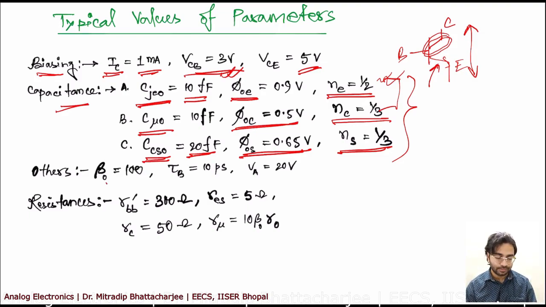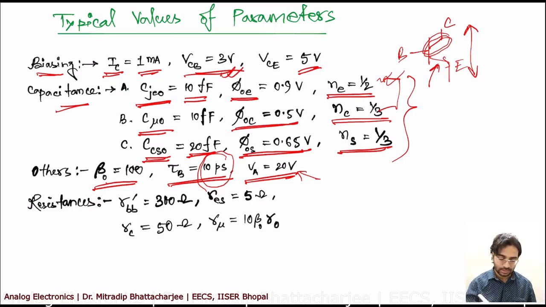Then you have the beta 0 value, which is typically 100. Tau b is the base transit time. The time taken by a carrier to go from collector to emitter is around 10 picosecond. So the typical value is in picosecond. Then you have early voltage equal to 20 volts. Now, what does early voltage show? Early voltage shows you the output resistance, right? We will see output resistance.